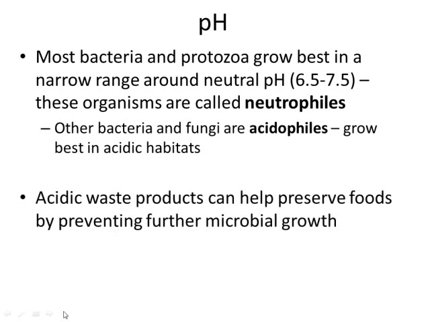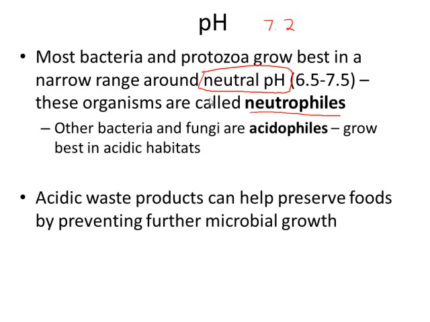Now let's move on to pH. Now most bacteria are going to fall in this group called neutrophiles. That group of bacteria grows best between 6.5 and 7.5, which happens to be a neutral pH. Does anyone know the pH of your blood? That's right, the pH of your blood is 7.2.